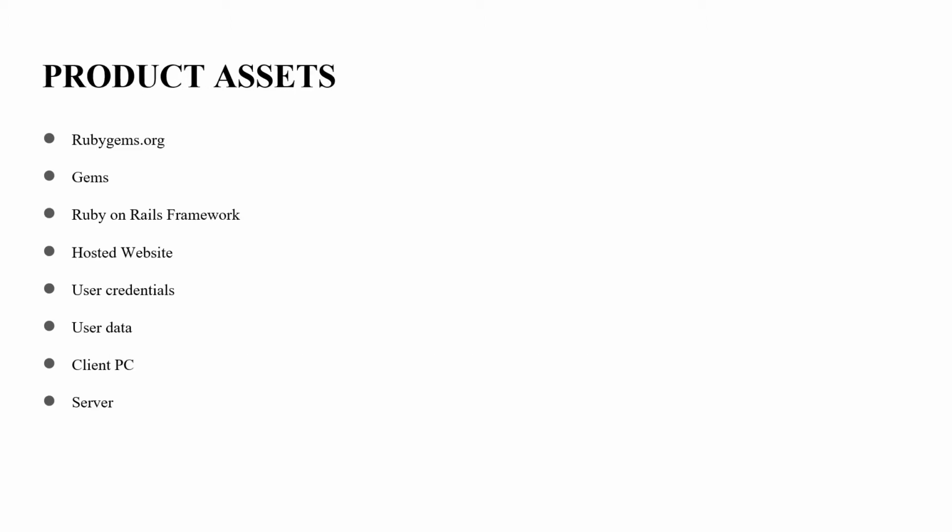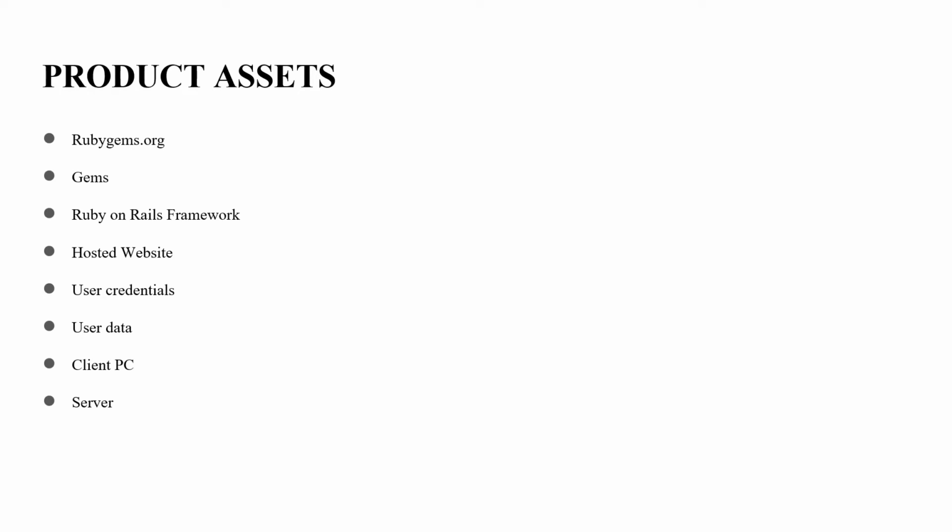Now, what are product assets? Assets generally include hardware, software, and confidential information. Assets should be protected from illicit access, use, disclosure, alteration, destruction, and theft resulting in loss to the organization. Some of the product assets of our Rubygems package manager are listed below.